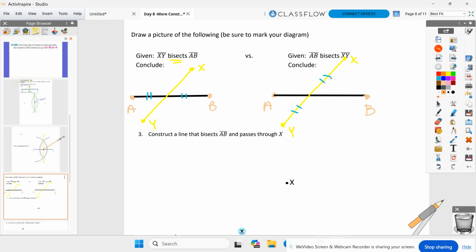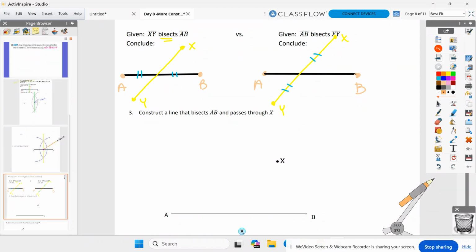Okay. Again, that's why I said be creative. If you just flipped X and Y with A and B, it's still correct, right? As long as XY is being cut in half there. All right. How do I do this with my compass now? Ready? How do I do this with my compass?